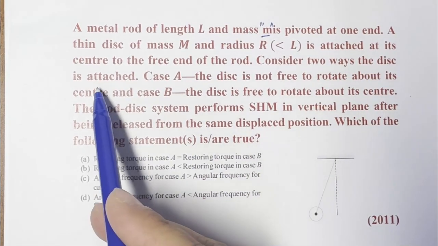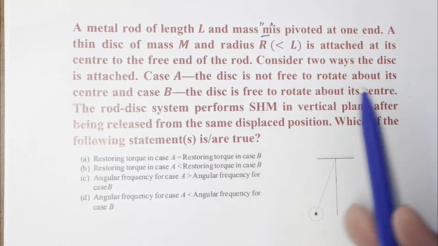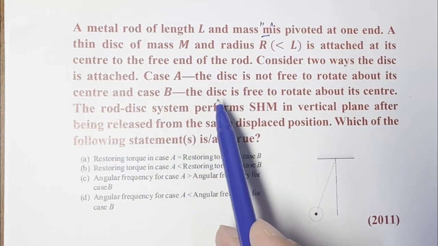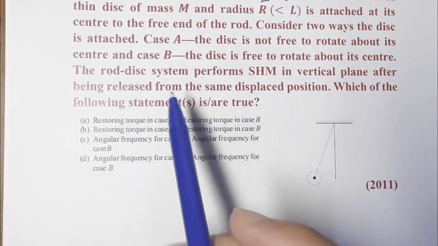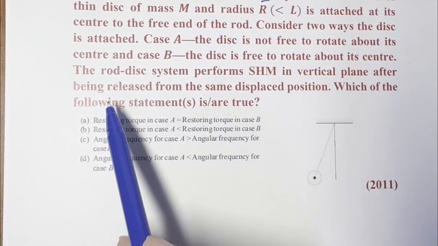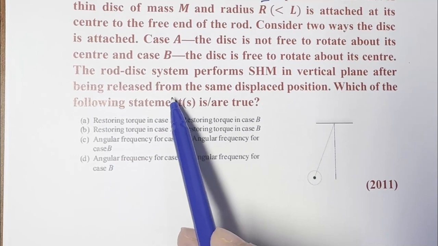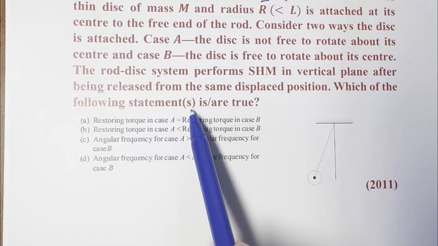Consider two ways the disc is attached. Case A, the disc is not free to rotate about its center. Case B, the disc is free to rotate about its center. The rod-disc system performs SHM in a vertical plane after being released from the same displacement position. Which of the following statements is or are true?